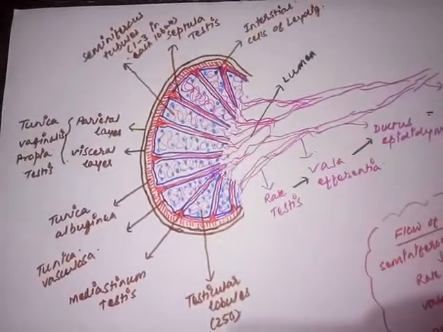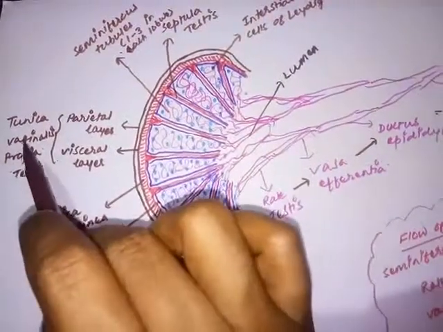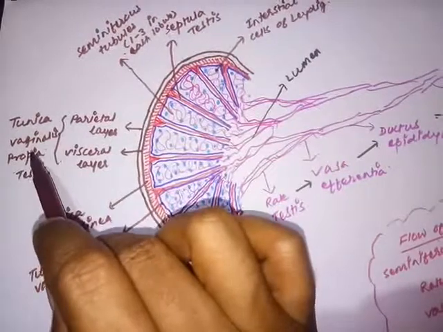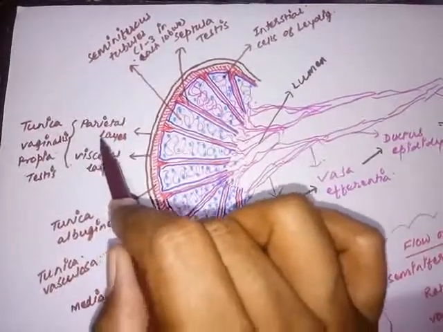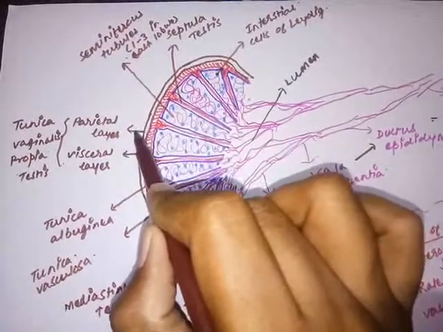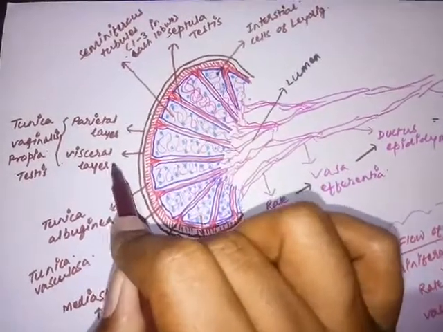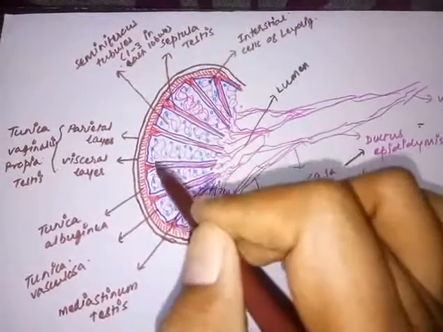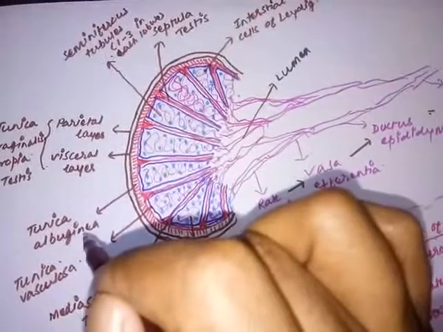So listen once again. Here the outermost layer is called the tunica vaginalis propria testis. Tunica vaginalis propria testis is the outermost layer, that is serous in nature, meaning made of a double layered structure. The outer layer is called the parietal layer, the inner one is called the visceral layer. Now the middle one just below that is a fibrous layer called the tunica albuginea.